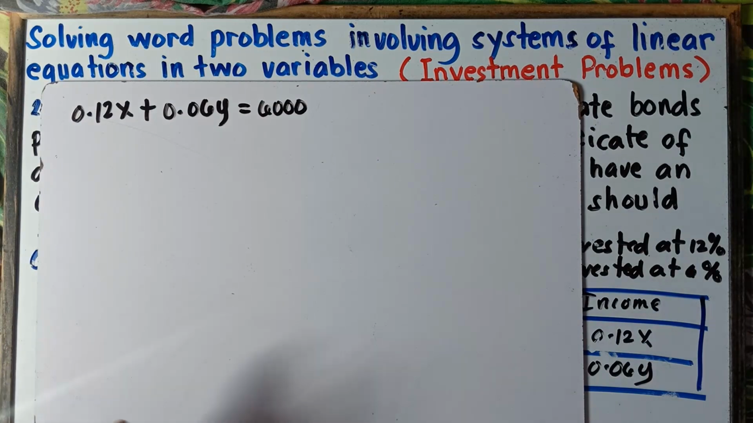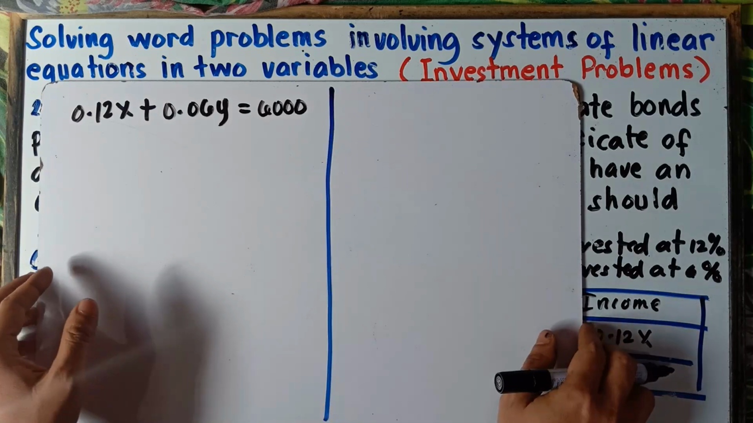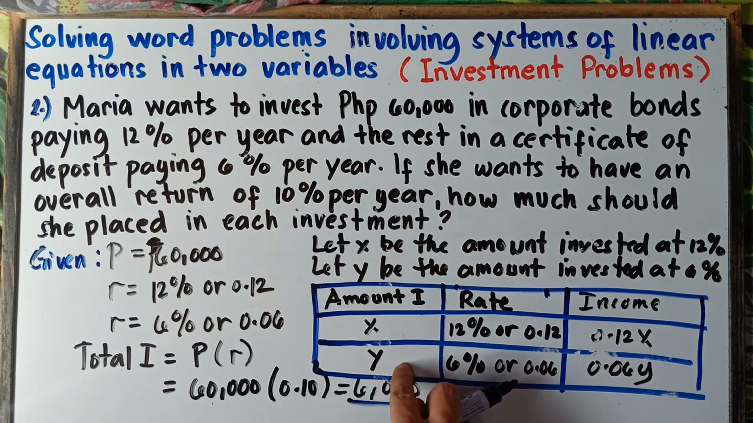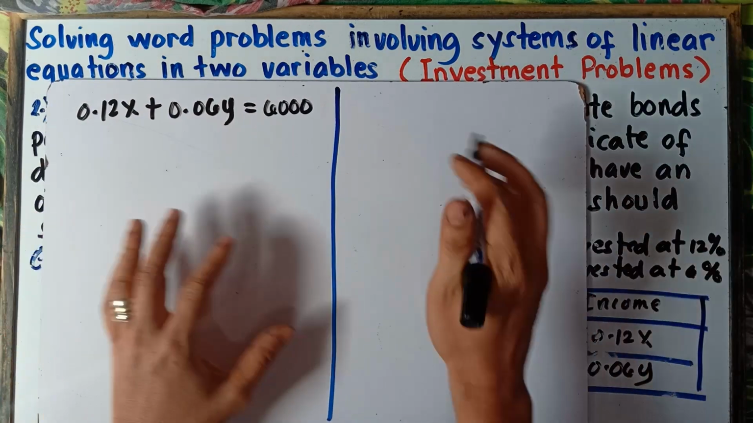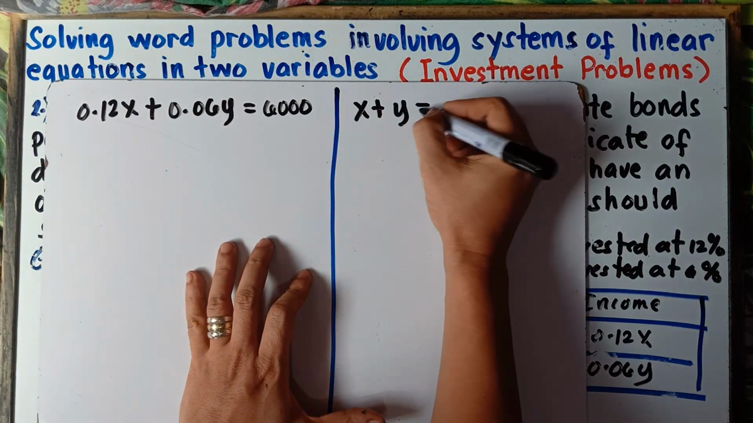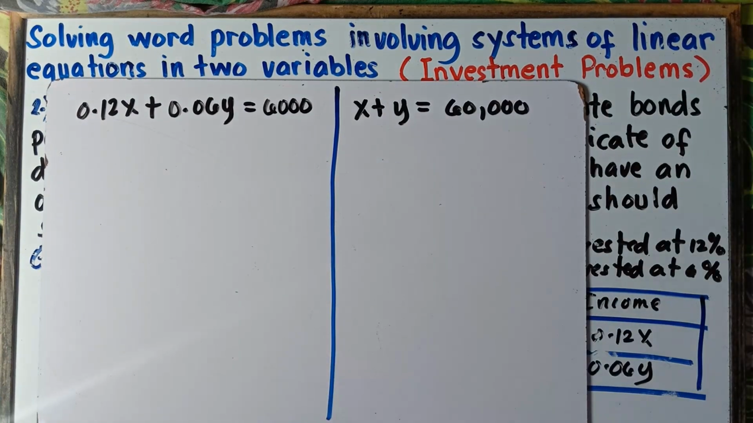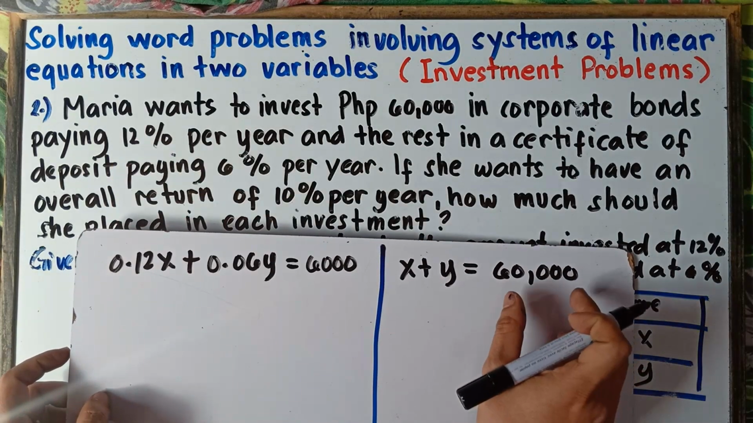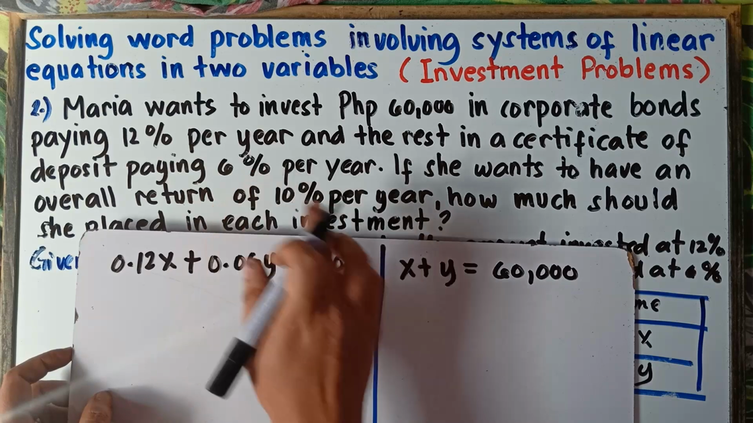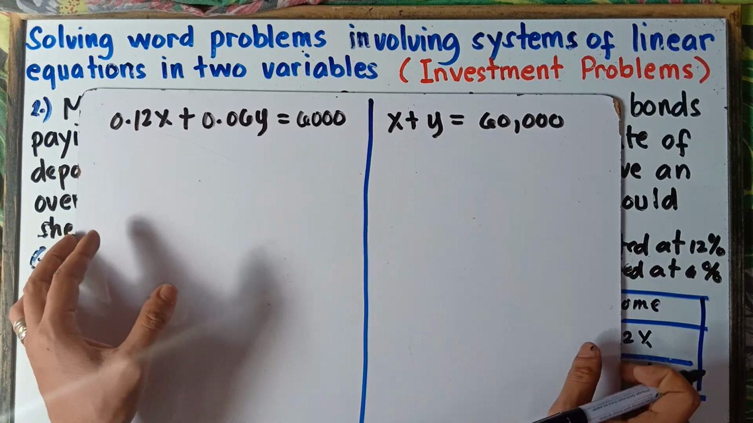Alright, and then we can also have our equation right here on the right side. We know that if you add x and y, the total money, the principal, that would be 60,000. So, x plus y is equal to 60,000. That's the base amount, the starting amount, because part of the 60,000 is invested at 12%, part of the 60,000 invested at 6%. But we know if you add this amount, x plus y, that will be equal to 60,000.